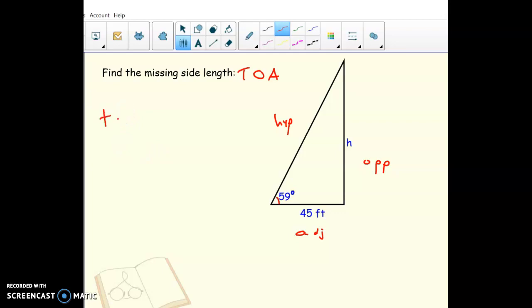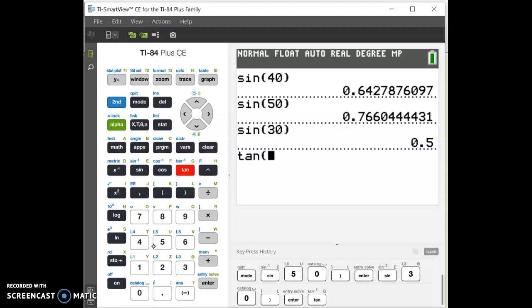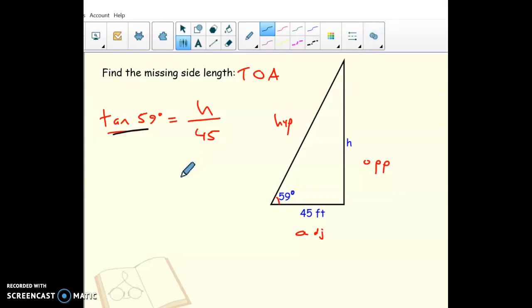So our setup would be the tan of 59 degrees has to equal our ratio, which is opposite, h, over adjacent, which is 45. Again, I'm going to turn this into a ratio on my calculator. So I'm going to type tan of 59, which is 1.66, I guess. So we have 1.66 to 1. It looks like the opposite is bigger than the adjacent, which visually makes sense.